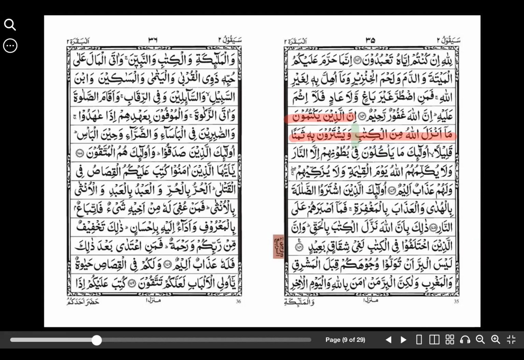Okay. Now, how do I start? Do I say wayashtaruna? Do I start from the next word? No, I don't start from the next word. I go 2 words back and I start from min al-kitabi.